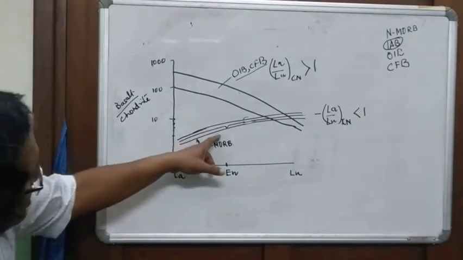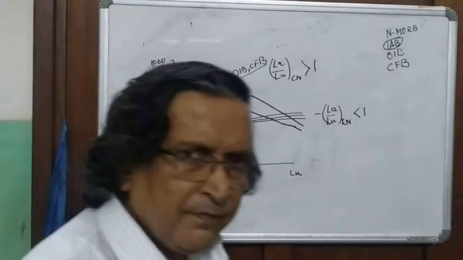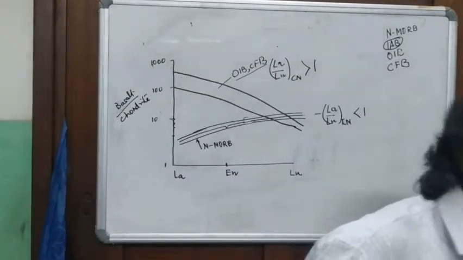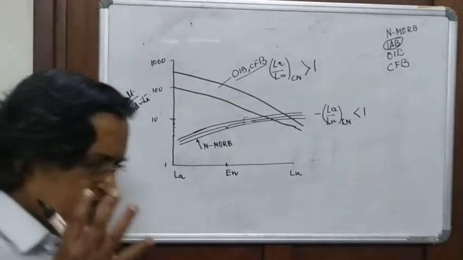How will you explain this? How will you explain this if it was a chemically homogeneous mantle?